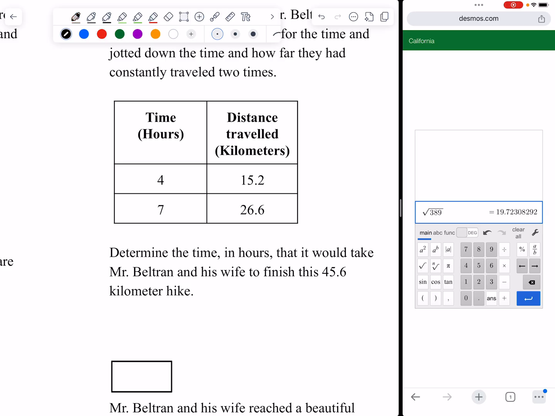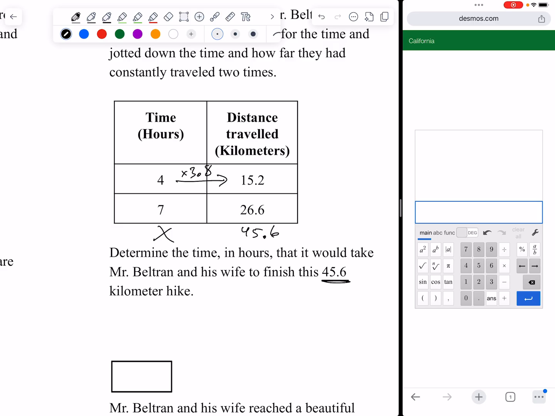Anyways, how do I find this? Okay, so I need to figure out 45.6, right? So if it's constant, all I gotta figure out is how did I get to 15.2 after 4 hours? So all I gotta do is divide. So bust out my calculator right here. And then 15.2 divided by 4, and I got 3.8. So that means 4 times 3.8 is 15.2.